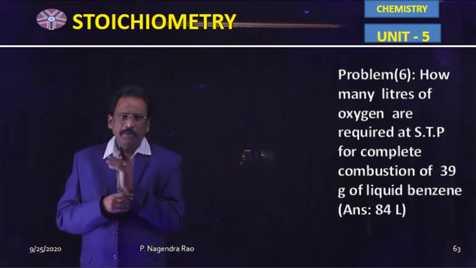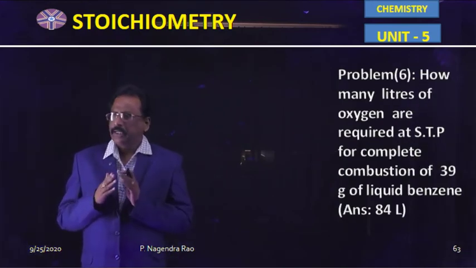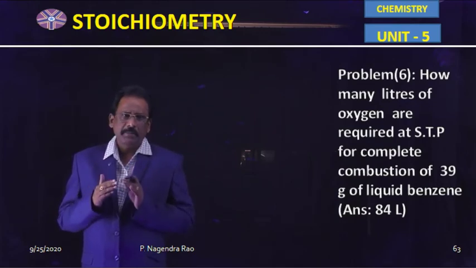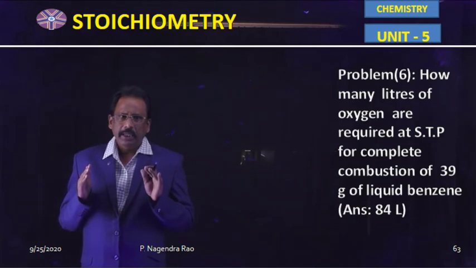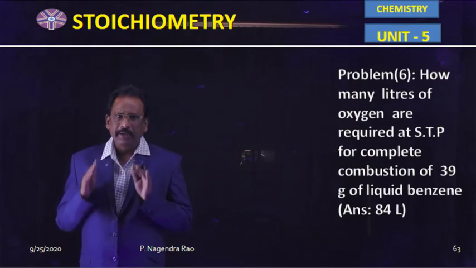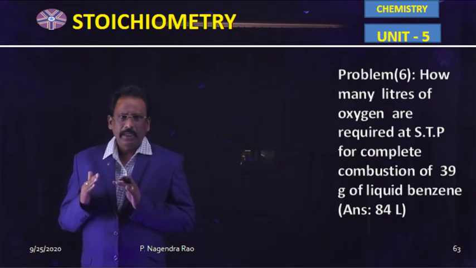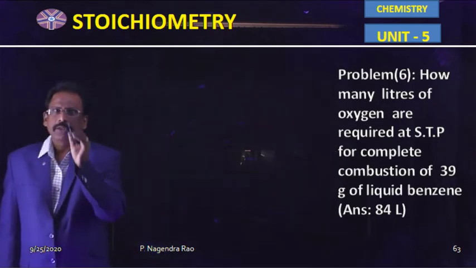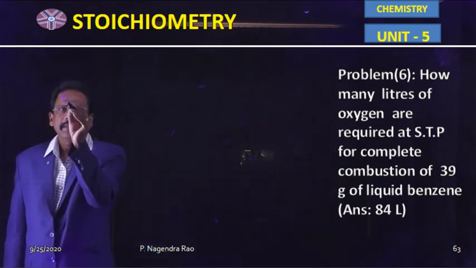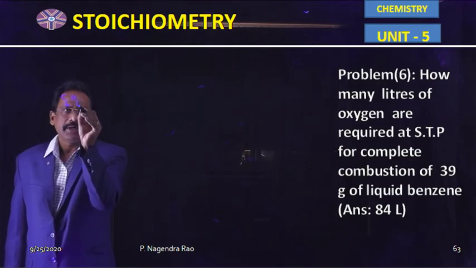The next problem is how many liters of oxygen are required at STP for the complete combustion of 39 grams of liquid benzene. Now this is the reaction here. C6H6. This is the formula of benzene.